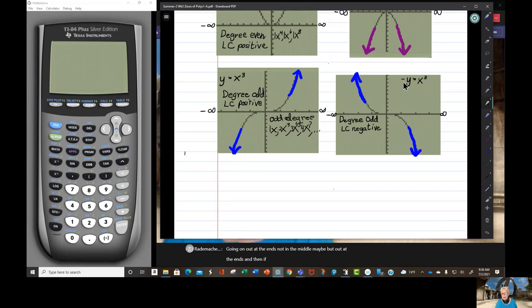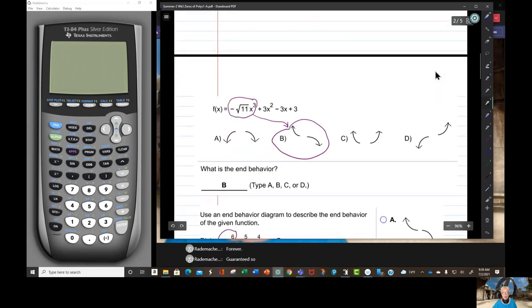And then if, now what did I put that there for? That's silly. Well, let's just mark it out. There. If y equals negative x to the third, or negative x to the fifth, or negative x to the one, or negative x to the 17th, any odd degree polynomial with a negative leading coefficient is going to look like y equals negative x to the third. That is, way out at the ends, it'll go up on the left and down on the right. Forever. Guaranteed. So let us look at some of your homework problems.